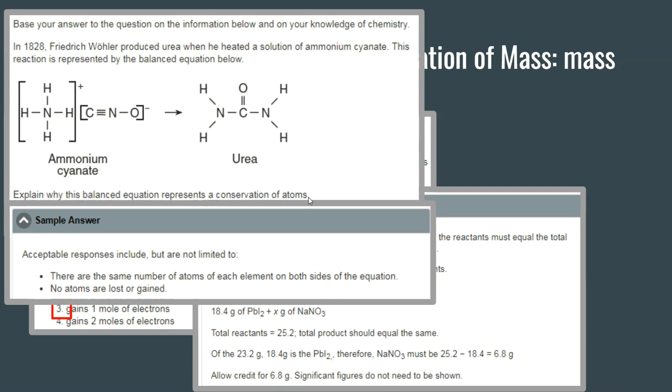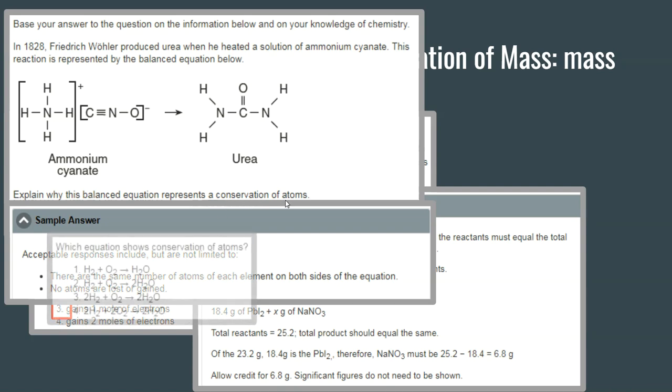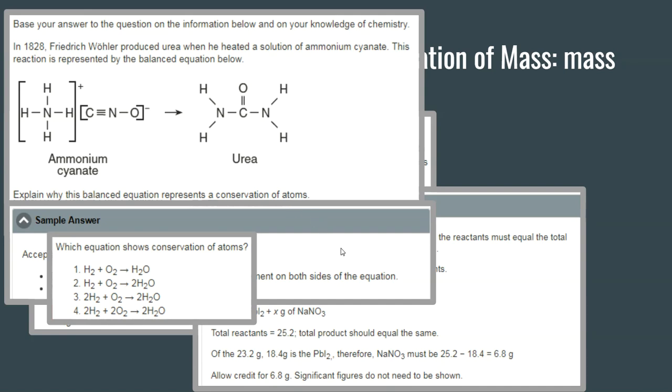So you could simply state that there are the same number of atoms of each element on both sides of the equation, or you could state that no atoms are lost or gained in the chemical reaction, which would demonstrate conservation of atoms. Which equation shows conservation of atoms?